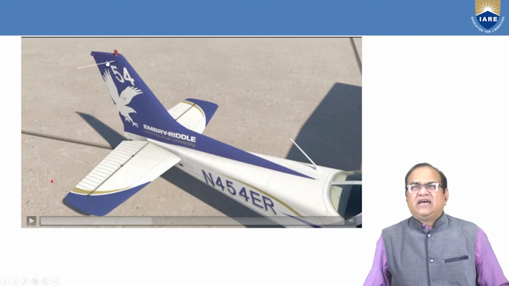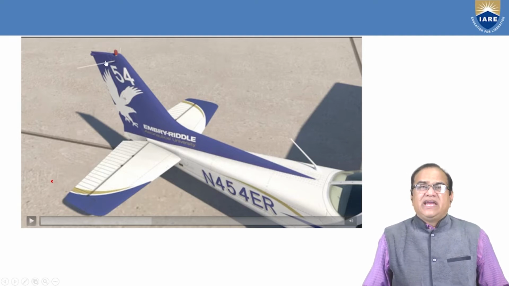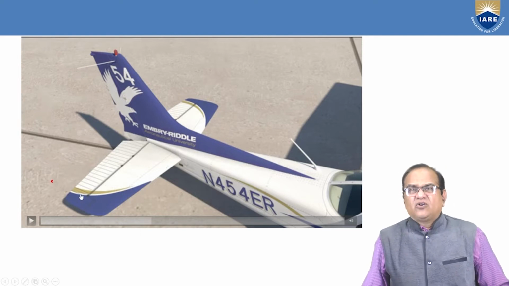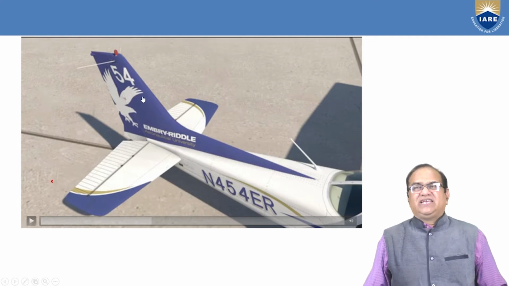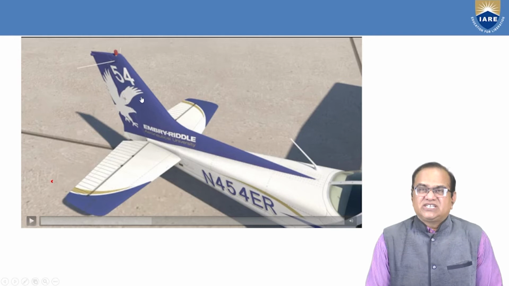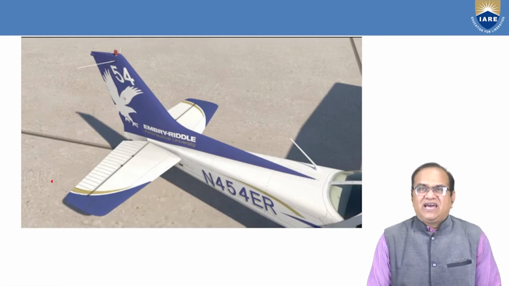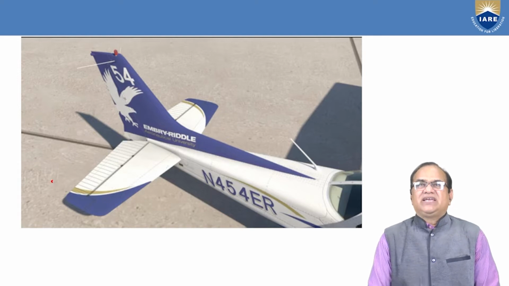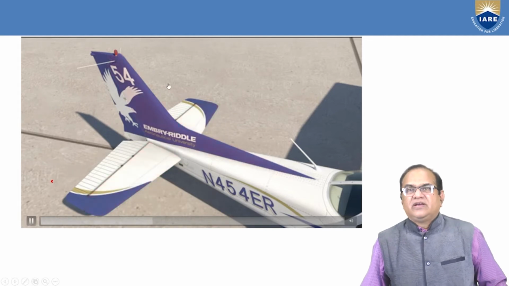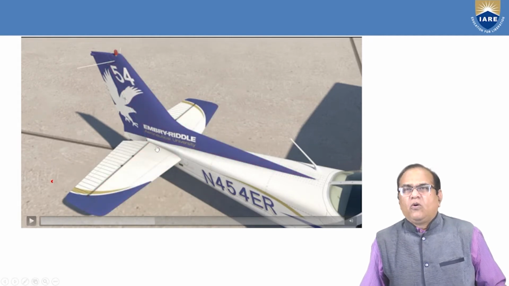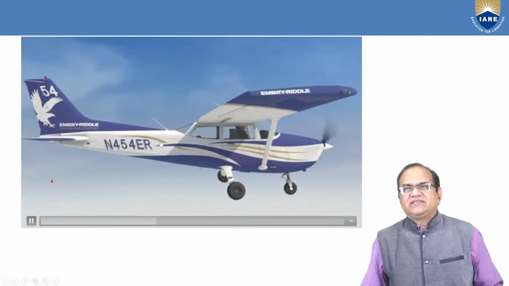Here you can see these are the static dischargers. These static dischargers are used on the control surfaces and on the wing and these things, so that if any static electricity is formed due to the friction between air and the body, this static electricity can be discharged by these methods. Okay, so this is shown, it is a horizontal stabilizer.